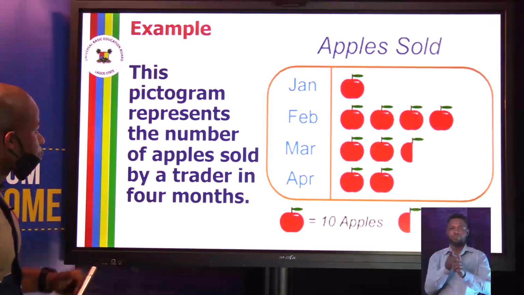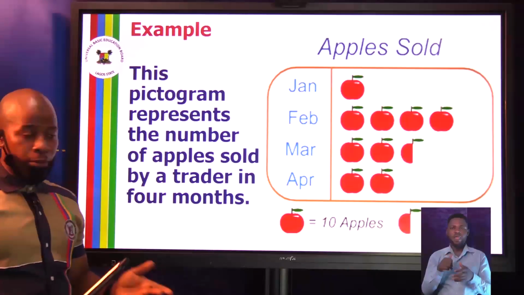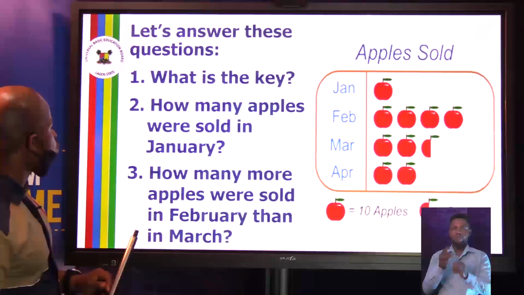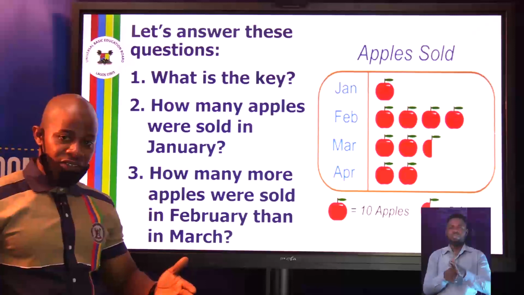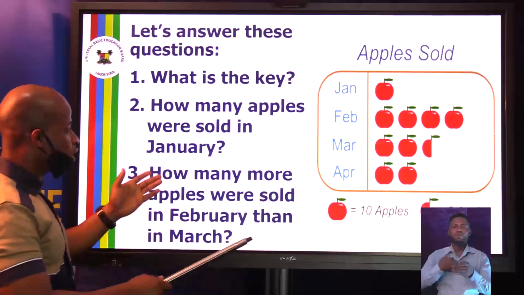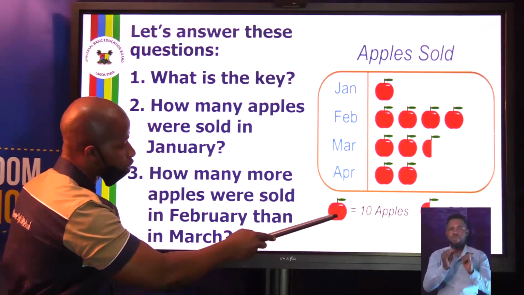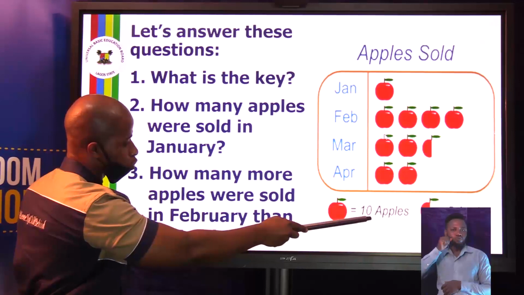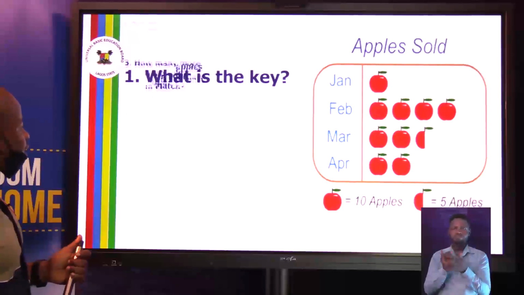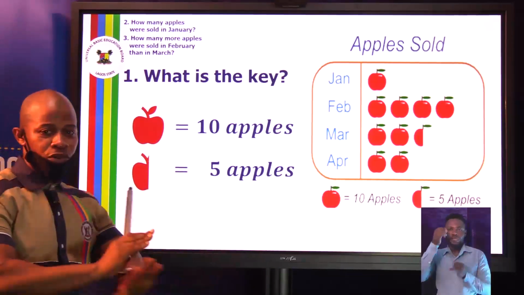Here is an example. This pictogram represents the number of apples sold by a trader in 4 months. Now, what are the questions to be answered from this? First question says, what is the key? Like I have said, you have to look for the key when you are working with a pictogram. To answer this question, we have to look deeper into the image that is given. Below it says, one image here is 10 apples. Half of an image is 5 apples. That exactly, my friend, is the key. One image, 10 apples. Half image, 5 apples. That is just the key.